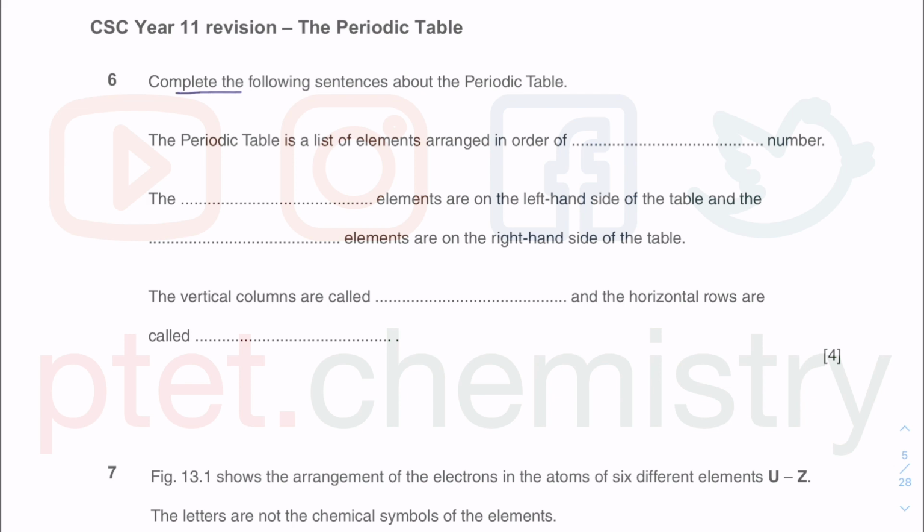So this is completing the sentences. Fill in the blank. You will see that this is a 4-mark question. So this is around 1, 2, 3, 4, 5 blanks there. So one of these must be worth around 1 mark each.